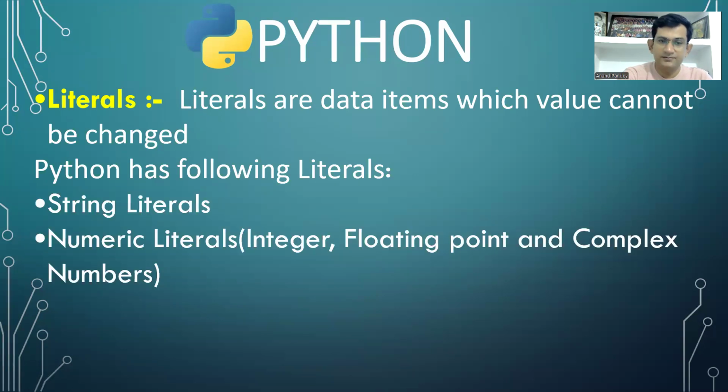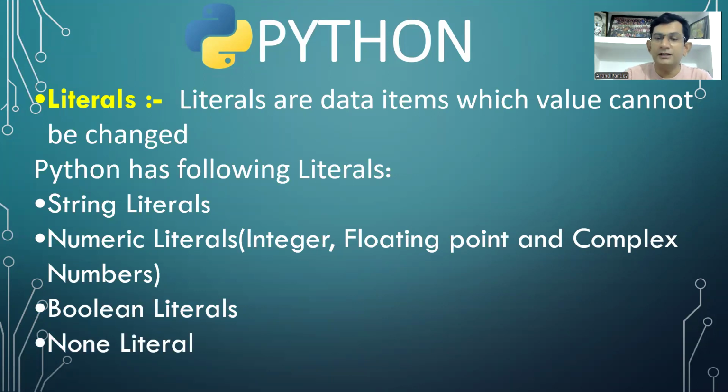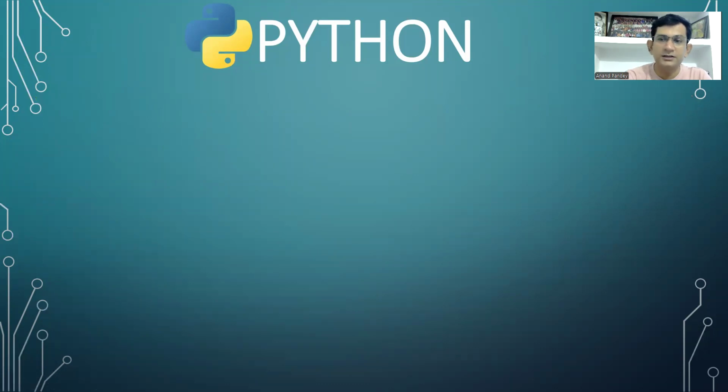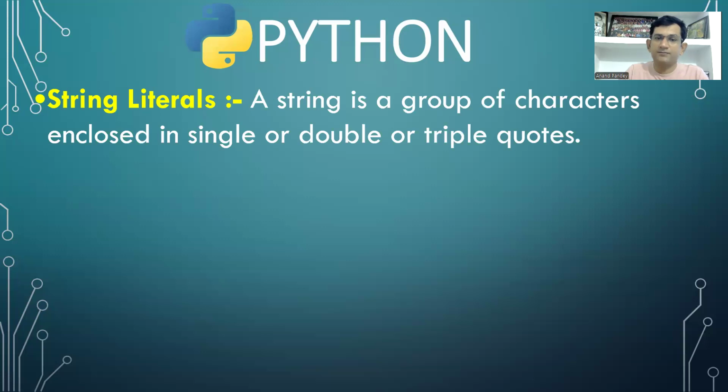String literals, numeric literals. In numeric literals, we have integer, floating point, and complex number. Only these three types are there. And then Boolean literals, as you know, true and false. And one special literal Python has, that is None literal. So I'm going to discuss these literals. Let's start with the first literal, that is string literals.